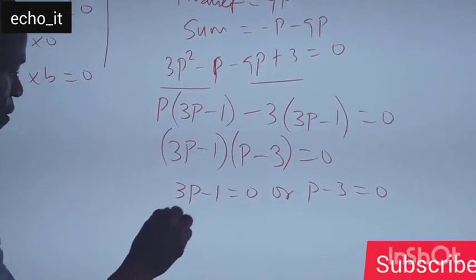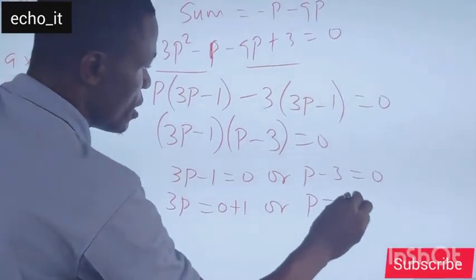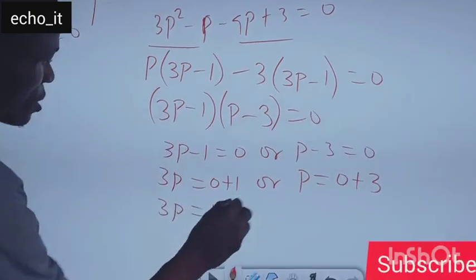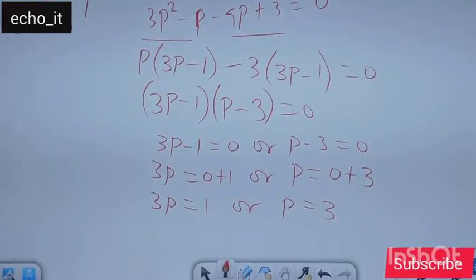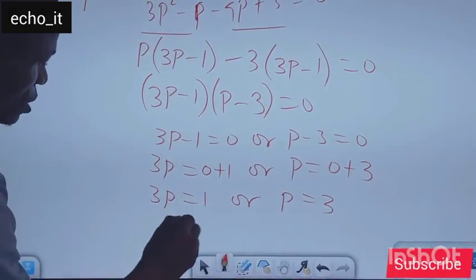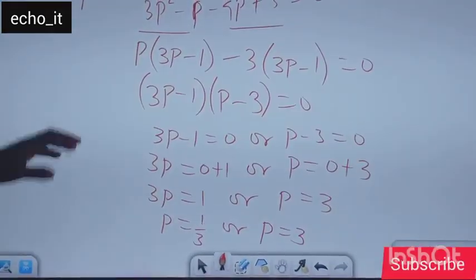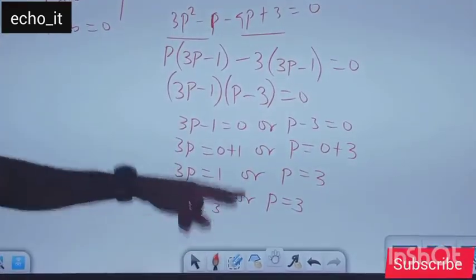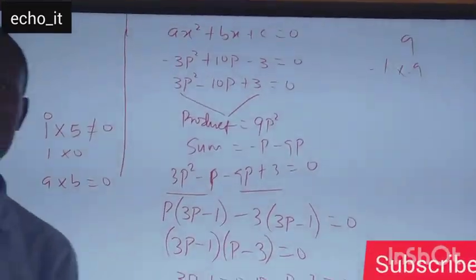To solve this, 3p equals to 0 plus 1 or p equals to 0 plus 3. Then we have 3p equals to 1 or p, 0 plus 3 definitely is what? 3. Here we have not gotten p. Divide both sides by 3. And here, if you plug these values here, it gets what? 0. That is how you solve for that equation.